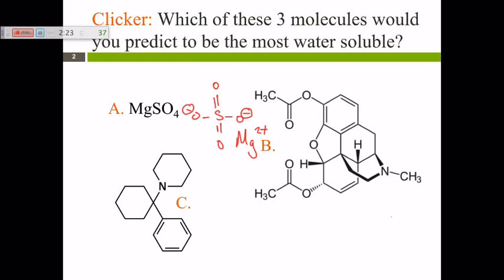So can someone help out? What does looking at that molecule and seeing a whole bunch of oxygens tell us? Shane? It's polarity. So that it has most likely polarity.